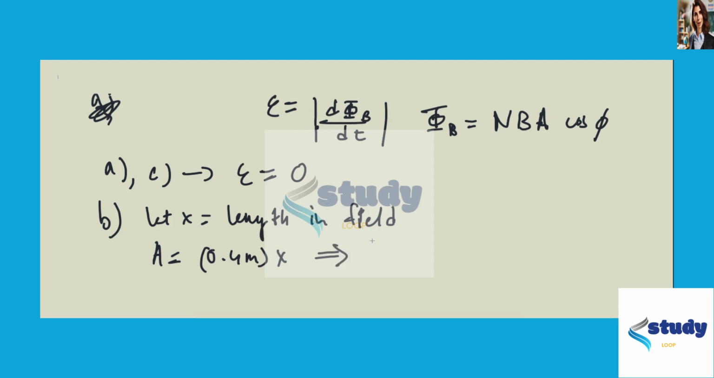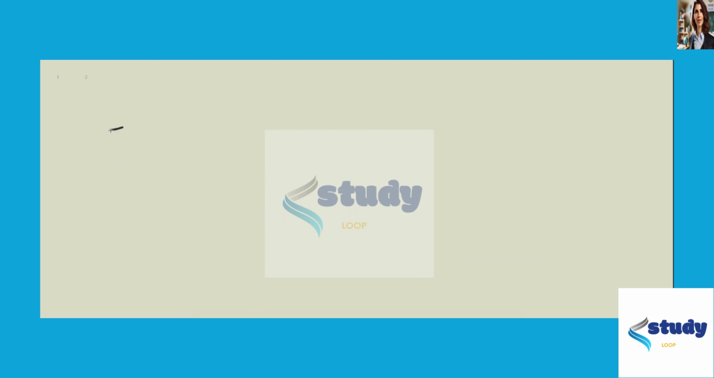Therefore, EMF induced is d phi dt. So this is, number of turns is 1, so it's d dt times b times a. And so moving on to the next page, so you pull out the b and you have d dt times 0.4 times x.